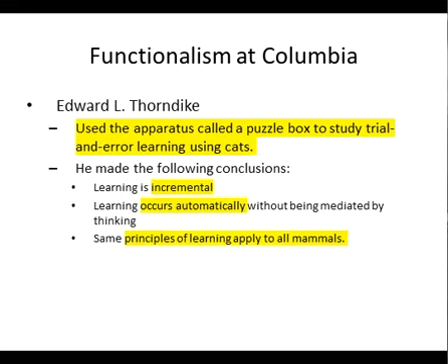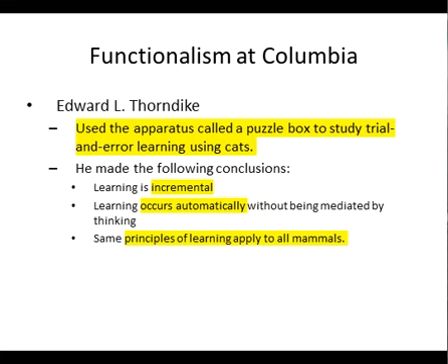And then we have someone that we're familiar with again, Edward Thorndike. He used the apparatus called a puzzle box to study trial and error learning using cats. He made the following conclusions. Learning is incremental. It happens in small steps and small stages. Learning occurs automatically without being mediated by thinking. We learn things even when we're not focused on learning them. We learn automatically. And the same principles of learning apply to all mammals.